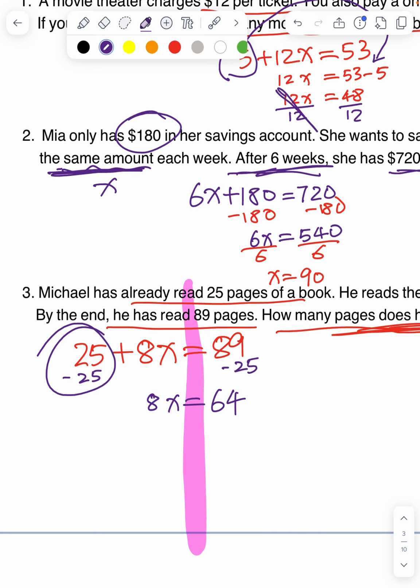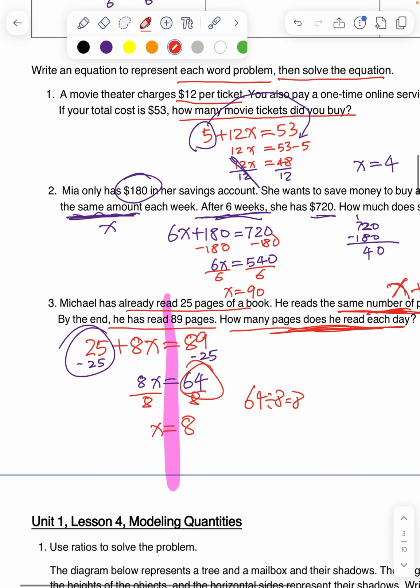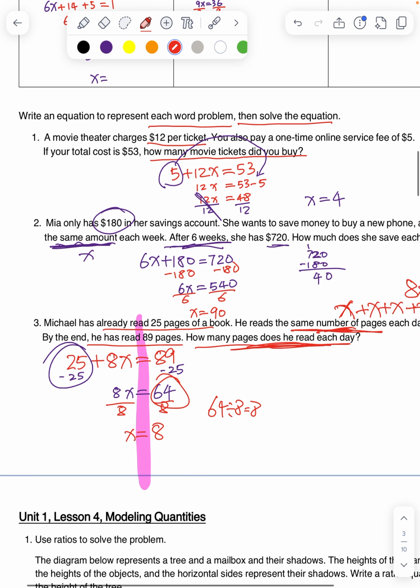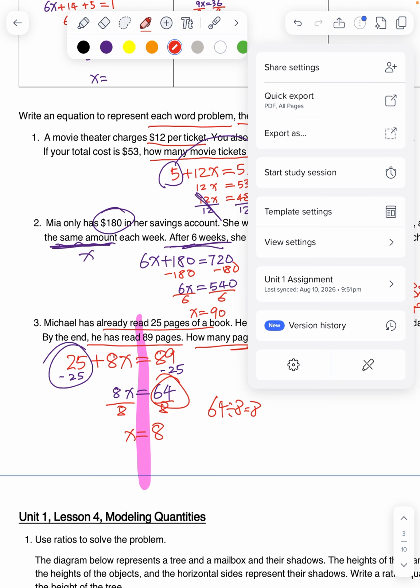9 minus 5. Yeah. 64. So 8 times what equal to 64? Divide both sides by 8. It's also 8, right? 8 times 8 equal to 64. So 64 divided by 8 equal to 8. How many pages? 8 pages every day. Okay, let me stop.